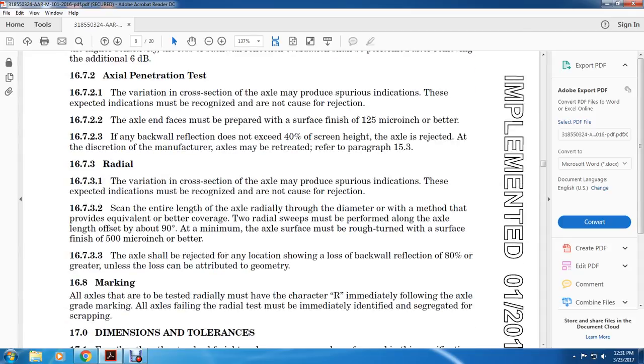16.7.3 Radial. The variation of the cross-section of the axle may produce spurious indications. These expected indications must be recognized and are not cause for rejection. Scan the entire length of the axle radially through the diameter, or by a method that provides equivalent or better coverage. Radial sweeps must be performed along the axle length at an offset of 90 degrees minimum. The axle surface must be prepared with a surface finish of 500 microinches or better. The axle shall be rejected for any location showing a loss of back wall reflection of 80% or greater, unless the loss can be attributed to geometry.